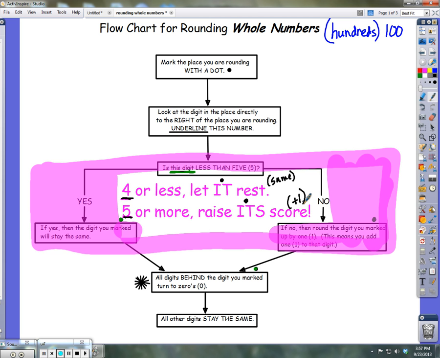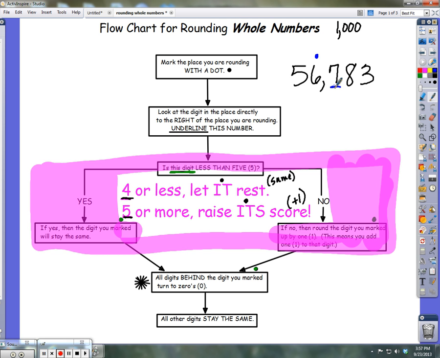So let's take an even larger number. Let's do a 5-digit number, 56,783. This time let's round this one to the nearest thousand. First step, mark the place you're rounding with the dot. The 6 is in the thousands place. Look at the digit to the right and underline it.